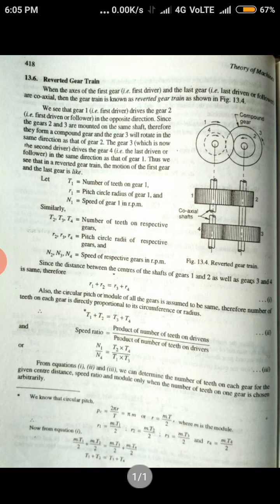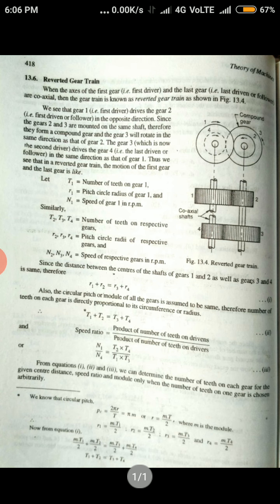Again we'll find the speed ratio as we did for the simple gear train and the compound gear train. Let T1 equal the number of teeth on gear 1, N1 equal the speed of gear 1 in RPM, and R1 the radius of the gear. Similarly, T2, T3, T4 are the numbers of teeth on the respective gears, N2, N3, N4 the speeds of the respective gears, and R2, R3, R4 the radii of the respective gears.